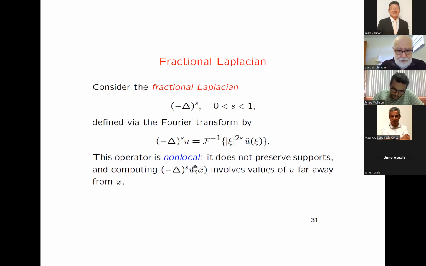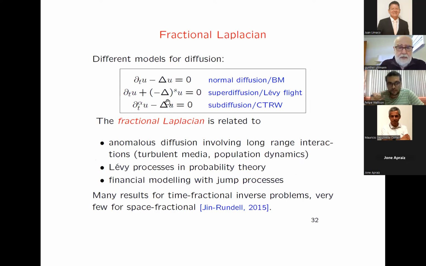And the fractional Laplacian appears in steady state for this type of situation, super diffusion. It's also Levy flights, when you have jumping processes. The normal diffusion is the usual heat equation. And subdiffusion is in the case you have fractional in the time derivative. So the fractional Laplacian is related to anomalous diffusion involving long-range interactions, jumping Levy processes, probability, financial modeling with jump processes, and so on.